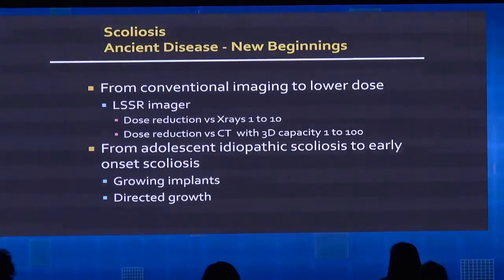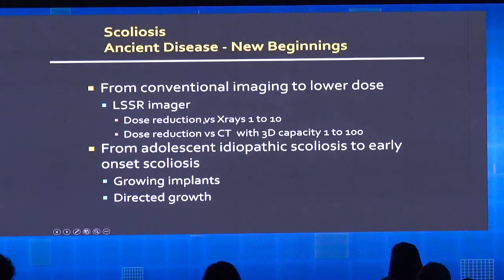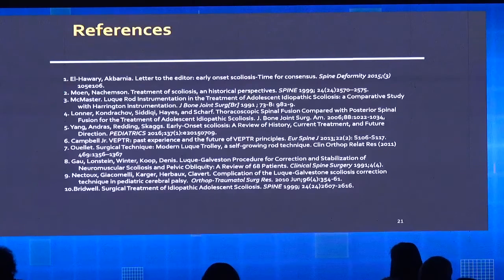respiratory function test. So, ancient disease, new beginning: we have seen that we have moved from the conventional X-ray to still a conventional X-ray, but with a significant dose reduction. A conventional X-ray which provides some 3D capacity for a less important irradiation burden. And in terms of treatment, we have moved from adolescent idiopathic scoliosis to devices which can be used at the end of the growth and which are less invasive than the paraspinal rods. And when we have early onset scoliosis, there is a possibility of directed growth which provides correction of the deformity, growth of the spine, and growth of the lungs. Okay, thank you.